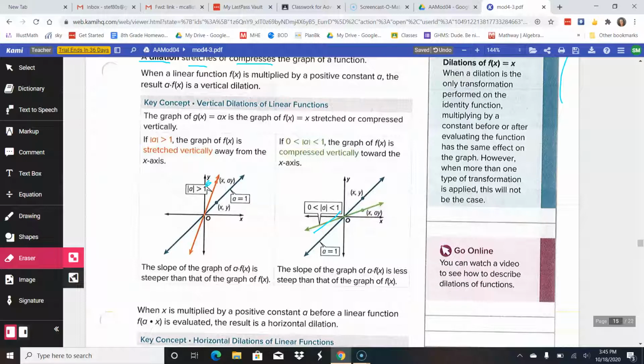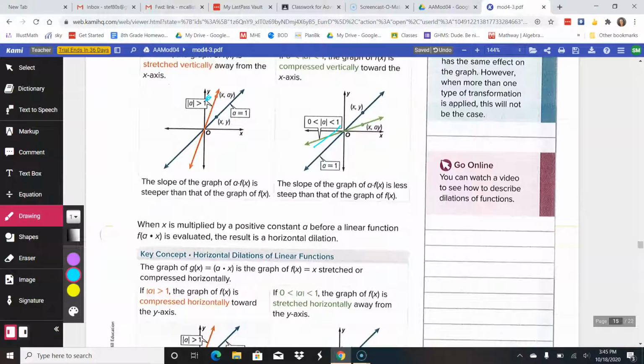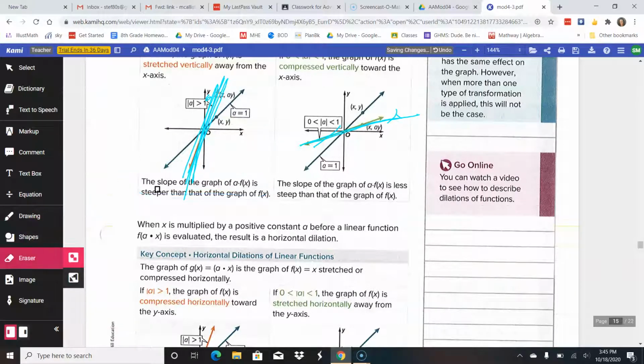When I'm looking at the slope, that's what it all boils down to. The graph of a times f of x has a way steeper slope. That's the thing I want you to be most concerned with. The slope is steeper here, and here it is less steep. This one is really going uphill, and this one is not going as uphill. That's the main concept there.